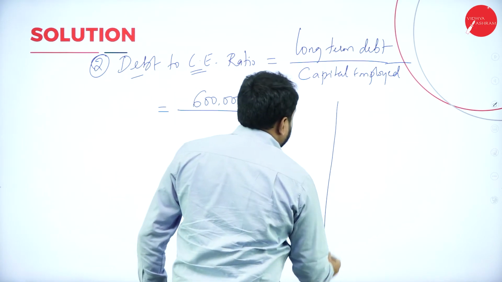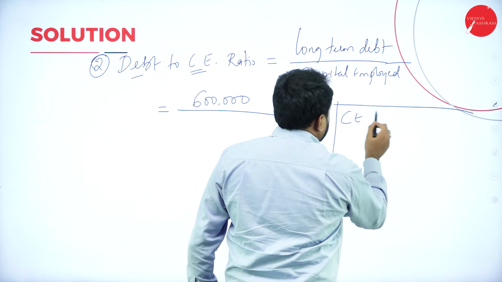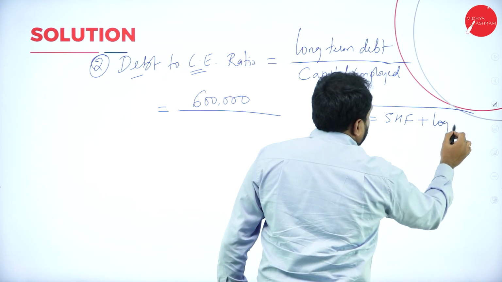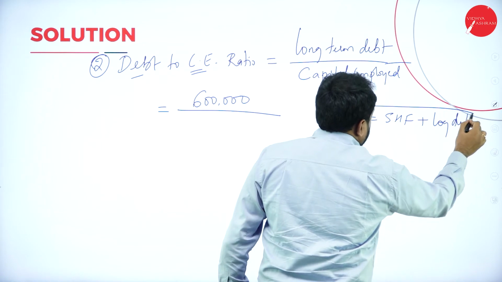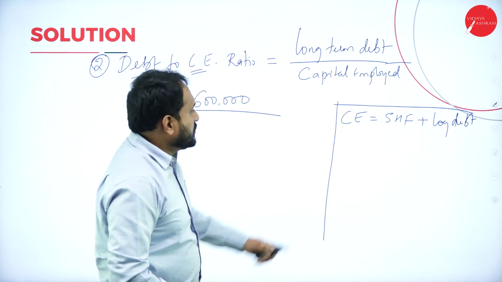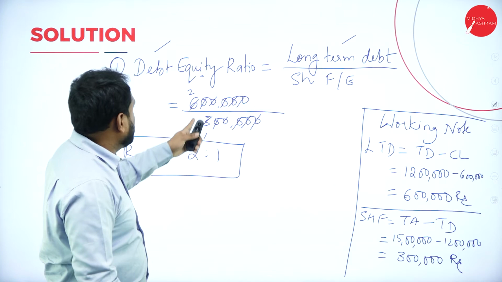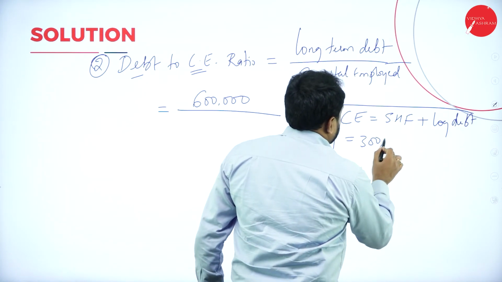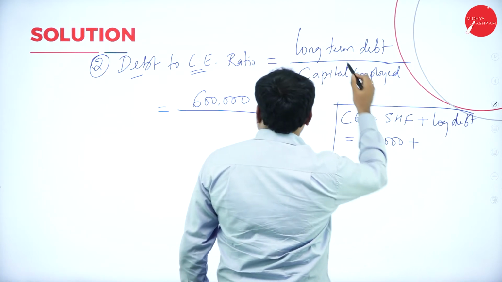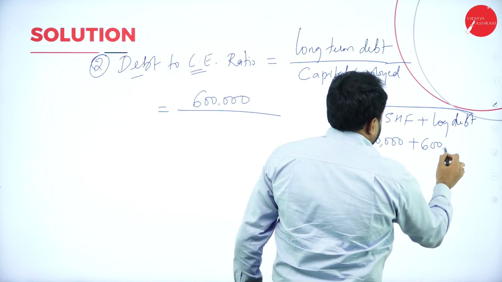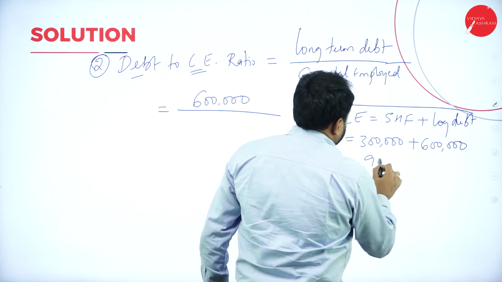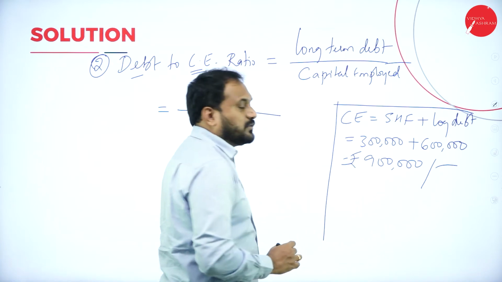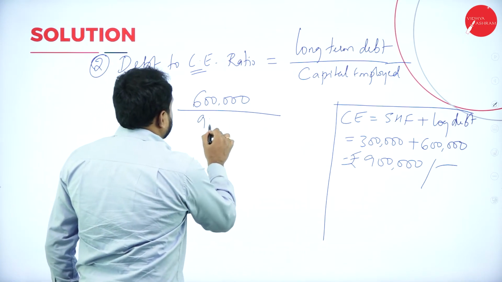What exactly is the capital employed formula? Capital employed is equal to shareholder fund plus long-term debt. So shareholder fund, how much is it? Shareholder fund, we have only got 3 lakh. So we'll write here, is equal to 3 lakh plus long-term debt, how much? 6 lakh. So is equal to 9 lakh. See, I don't need the question paper itself now, right? So 9 lakh.